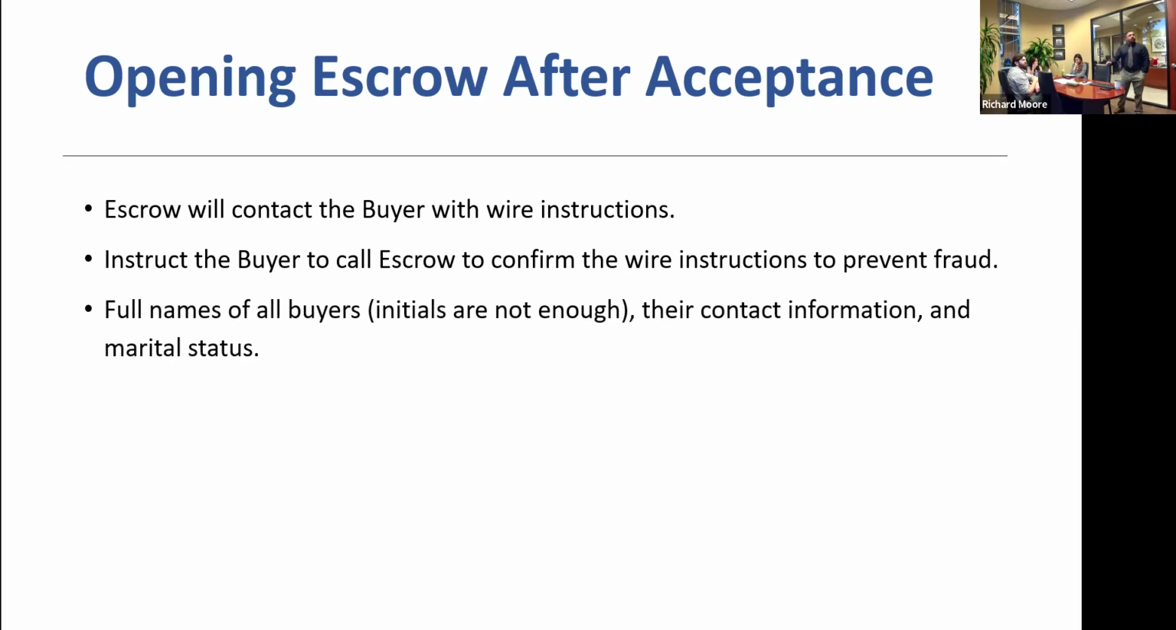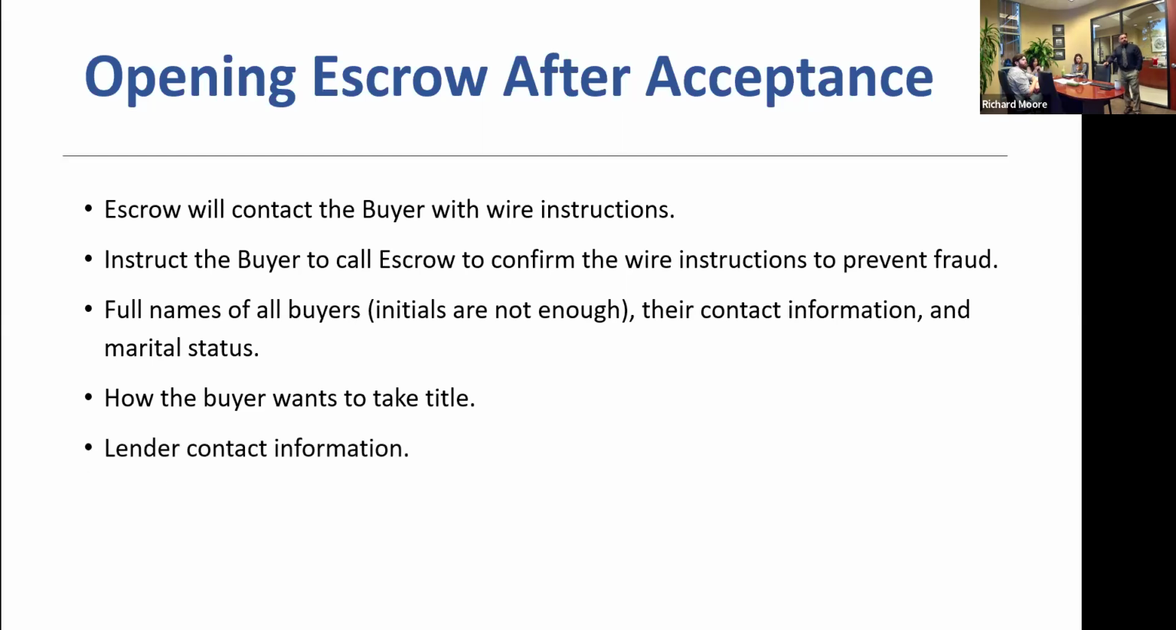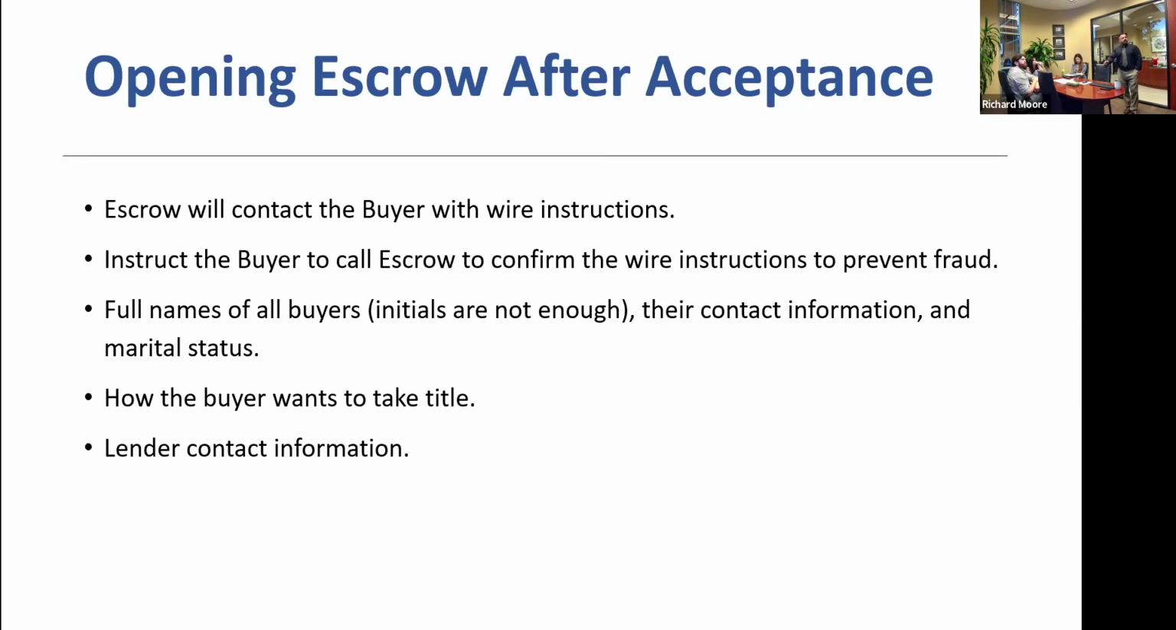So they're going to want full names of all buyers. Initials are not enough. It's full first name, middle name, last name if they have it. Their contact information and their marital status. How the buyers want to take title. This is what escrow is going to ask for. Lender contact information. That's it.